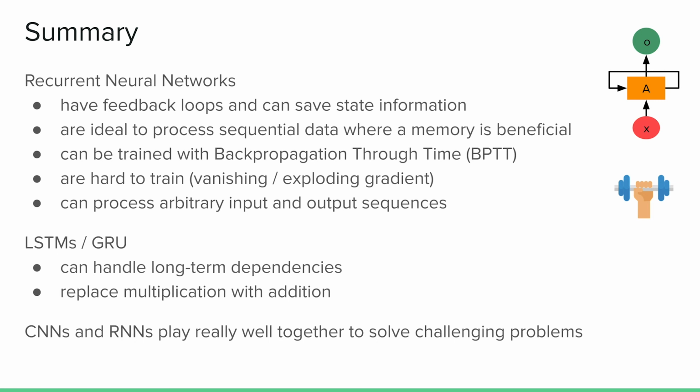So, summing up, recurrent neural networks have feedback loops as opposed to feed-forward networks, and therefore have the capability to store state information and reuse that in the next time step. They're ideal to process sequential data where this memory of previous information is beneficial. They can be trained with backpropagation through time, which is basically just backpropagation on the unfolded computational graph. They're harder to train than feed-forward networks because we're using the same values over and over again. Therefore, we can have the problem of vanishing or exploding gradients. And they have the capability to process arbitrary input and output sequences of arbitrary length.